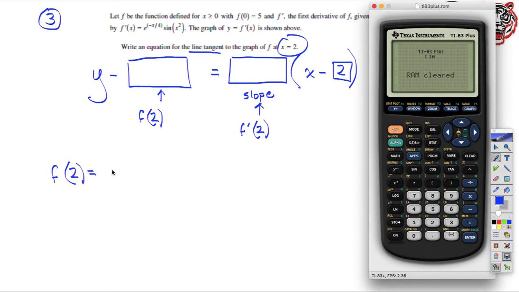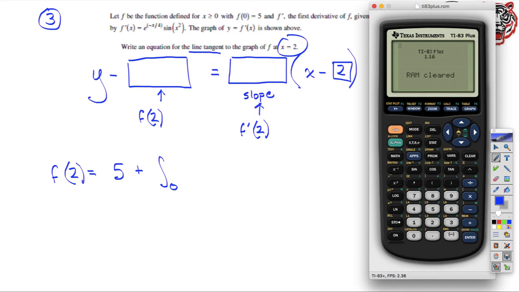f of 2 is equal to. They don't give us enough space here. I know, I didn't give you enough space. That's my fault. f of 2 is equal to 5 plus, and then the integral from 2 to 5? Or 0 to 5?